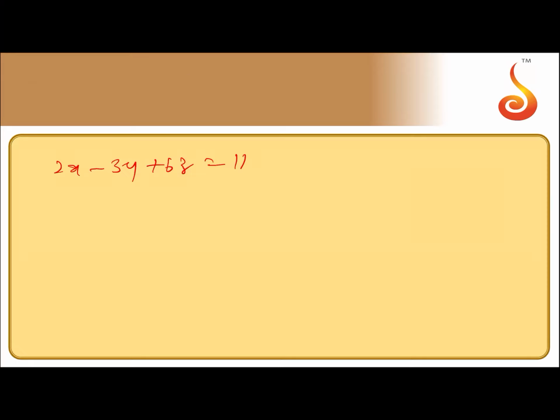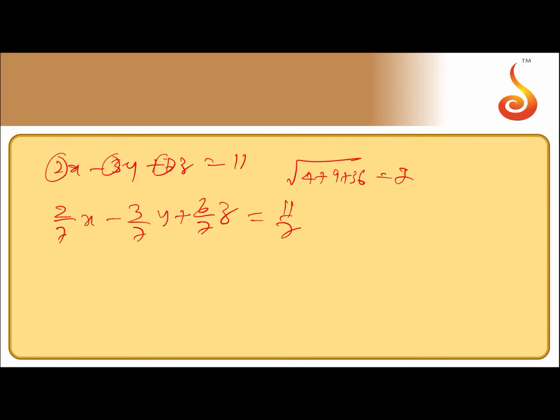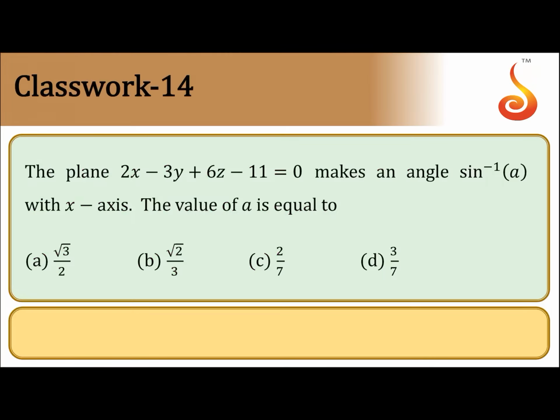Yes, of course. Let me simplify, converting this one into the normal form. Let me divide by the value under root of 4 plus 9 plus 36, the DRs, when you take up, and then converting in terms of DCs, dividing by 7: 2 by 7 x minus 3 by 7 y plus 6 by 7 times z is equals to 11 by 7. This is Lx plus My plus Nz is equals to D. And therefore, the angle made by the normal to the plane with x-axis is nothing but cos inverse of 2 by 7. Therefore, cos alpha is equals to 2 by 7.